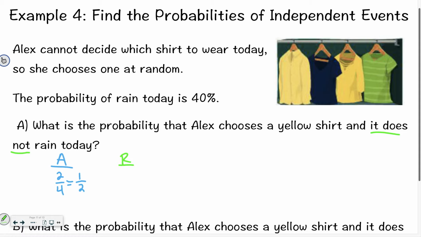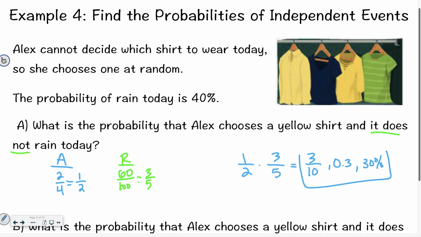Well, if the probability of rain is 40%, that means it's a 60% chance that it will not rain, okay? Which, if I simplify, becomes 3 over 5. Then I want to figure out the probability of both of those things occurring at the same time. Two independent events, I multiply them together. So I end up with 3/10, or 0.3, or 30%.